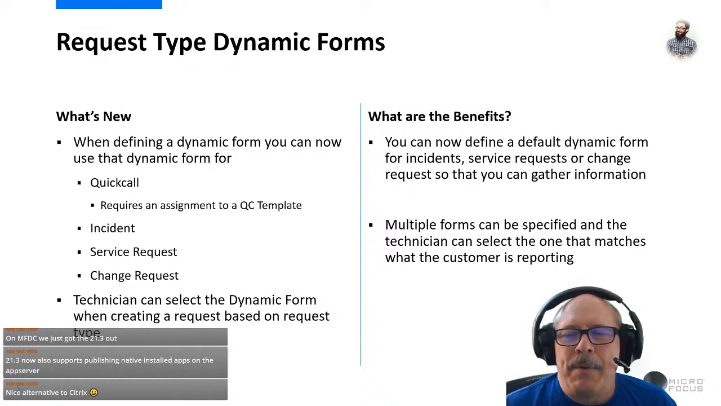The request type and dynamic form. So when defining a dynamic form, you can now use dynamic forms for quick calls. Now it does require an assignment for a quick call template, but you can also do it in incidents, service requests, change requests, and the technician can select the dynamic form when creating a request. You can define a default dynamic form for incidents, service requests, or change requests so that you can gather that information you're looking for as the ticket's opened. And multiple forms can be specified, and the technician can select the one that matches what the customer is reporting.